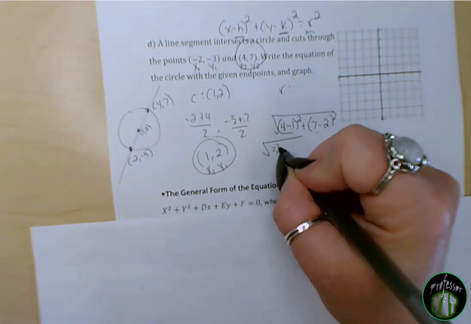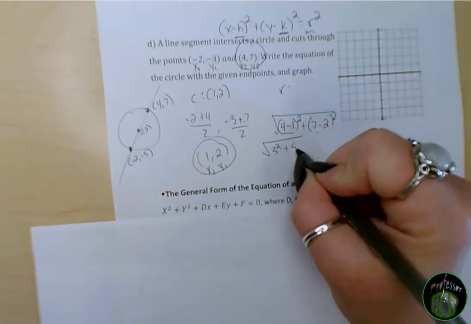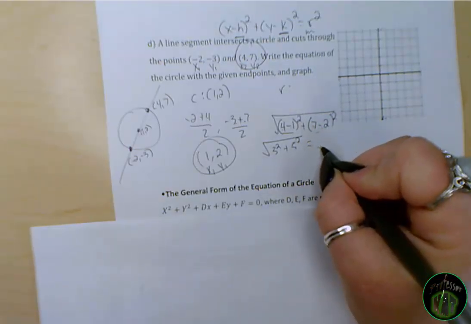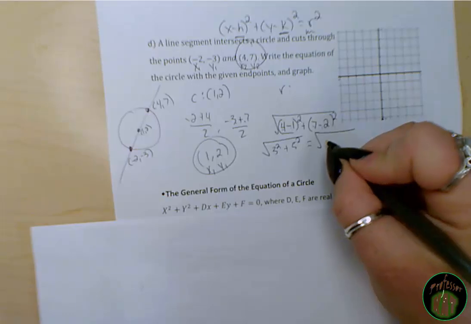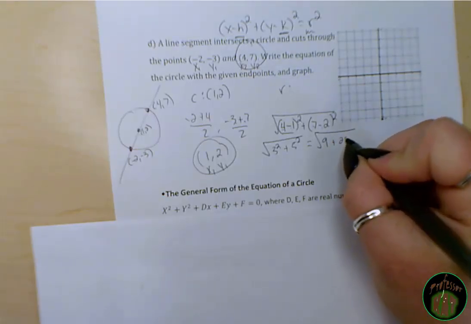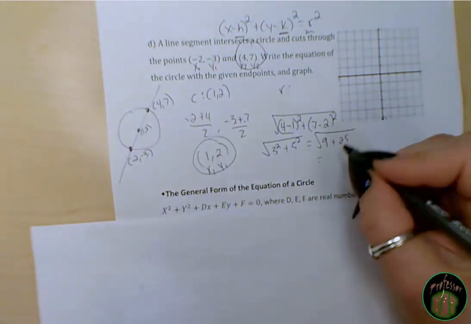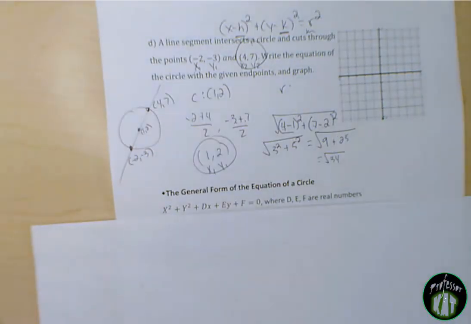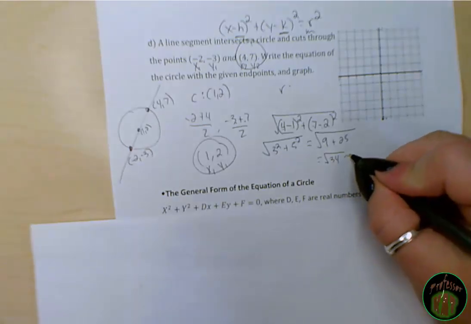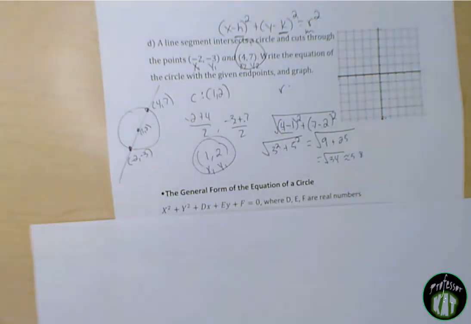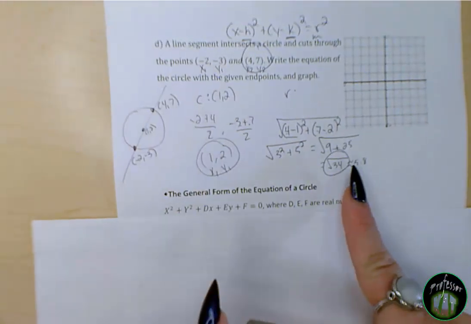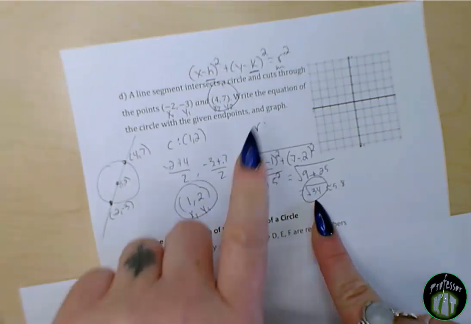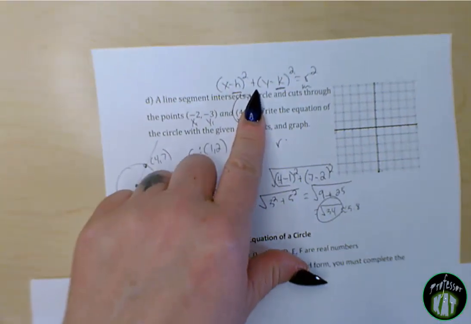Subtract as your first step. 4 minus 1 is 3. 7 minus 2 is 5. Then square those. 3 squared is 9. 5 squared is 25. Add those up together to get the square root of 34. Now, the square root of 34 is about 5.8, but we actually don't need that decimal number. We just need the square root of 34, and we're going to take that along with our center to go ahead and build our equation here.